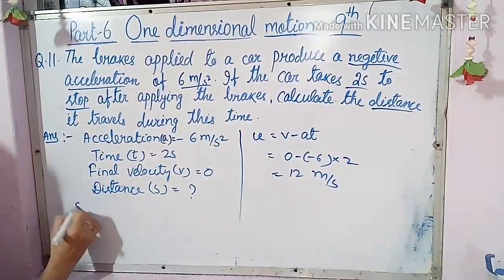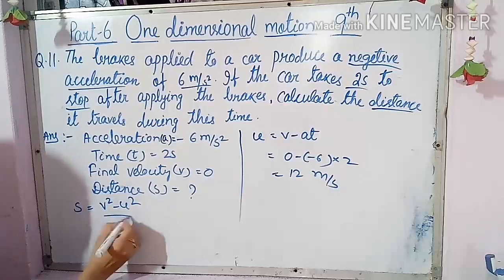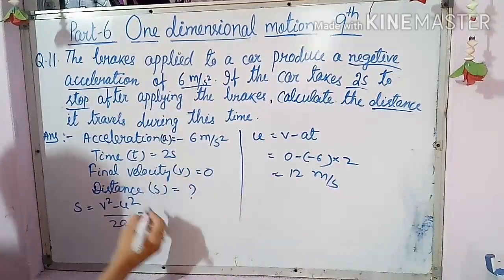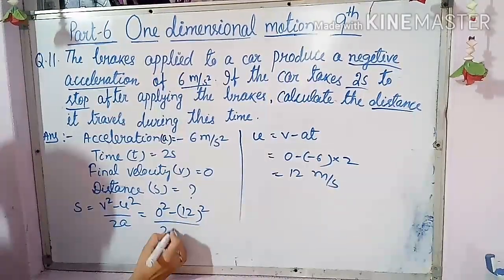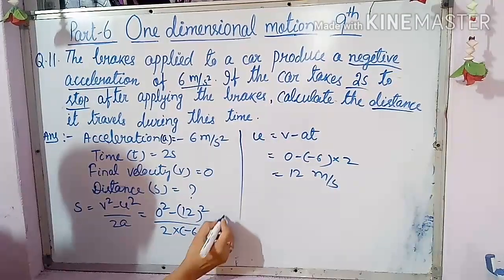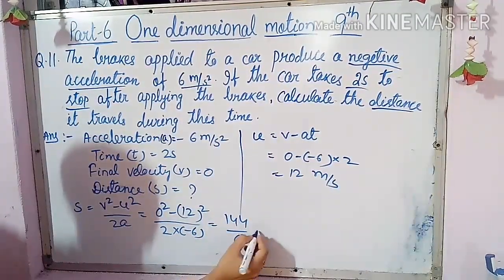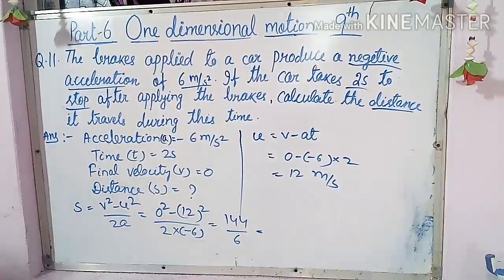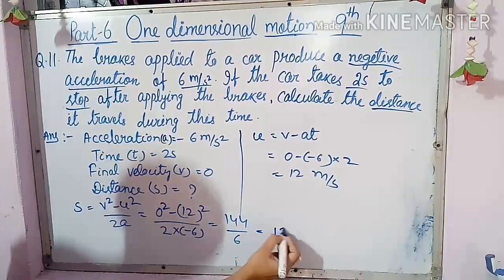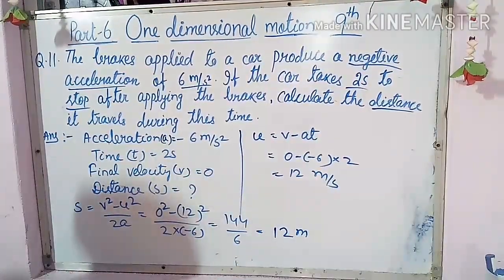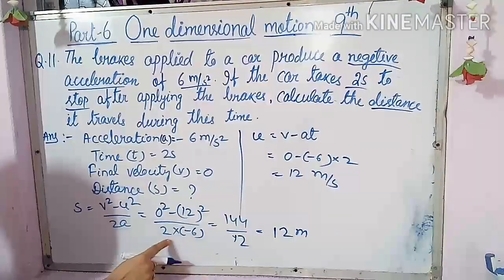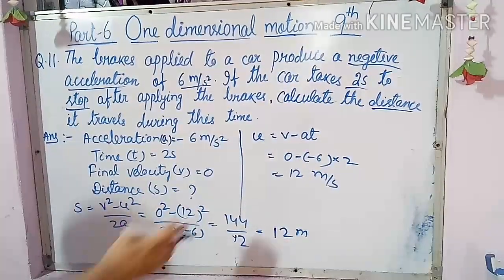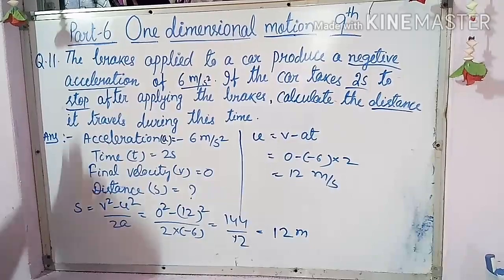Now s equal to v square minus u square by 2a. So v square means 0 square minus u square means 12 square, divided by 2a, which is 2 into minus 6. So you will get 144 by 12. Sorry children, it is 12, not 6. So you will get 12 meter. So your distance traveled is 12 meter. Now you can do it in your notebook.